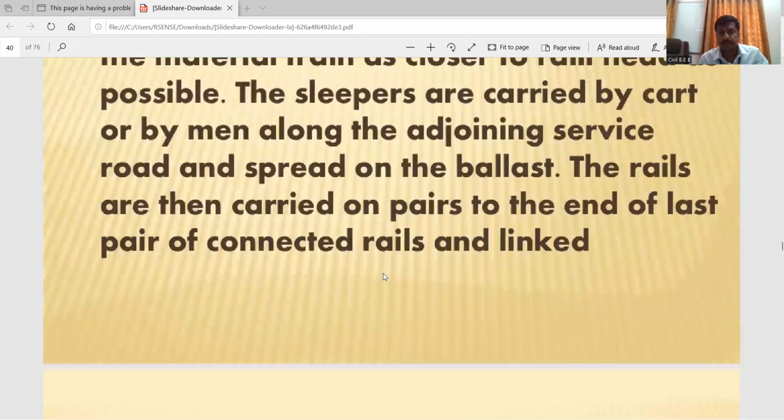The rails are then carried on the piers to the end of the last pair of the connected rails and links.